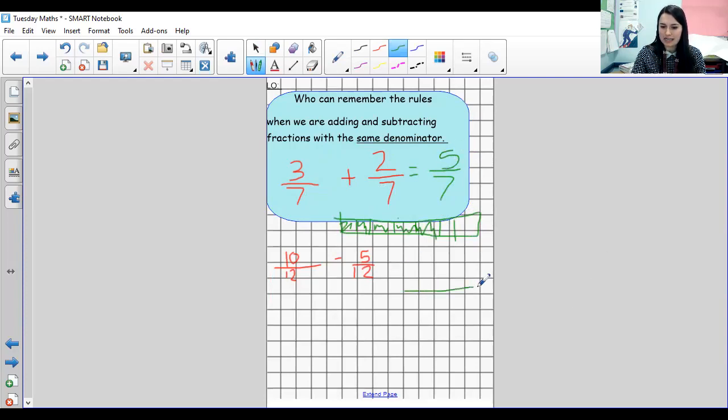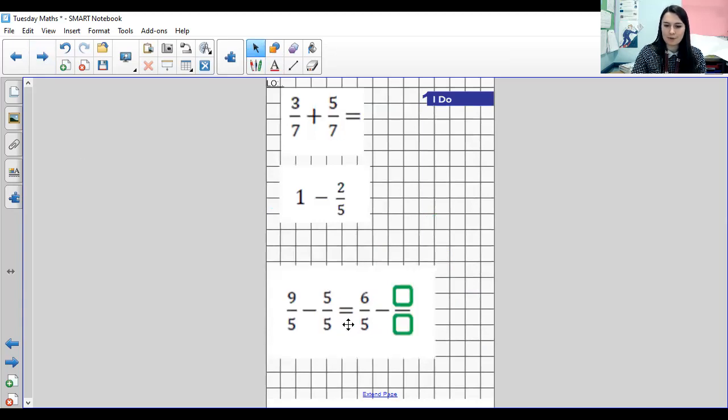The same as subtracting. If the denominators are the same, it stays the same in the answer, and all we are looking at is the numerator. 10 take away 5 is 5. 5/12. Okay, let's look at a couple different ones.